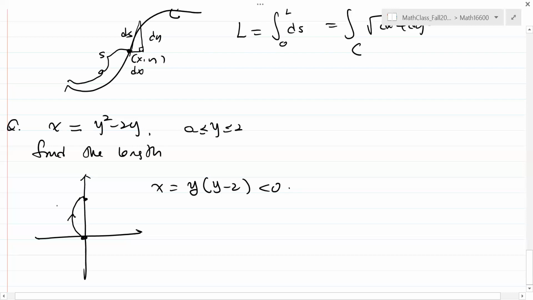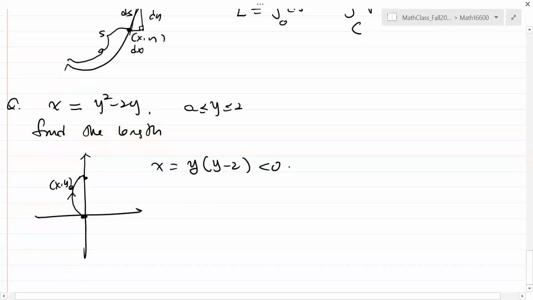So an arbitrary point x and y on the curve, with x and y related by this equation. Here clearly x depends on y, but the dependence of y on x is not trivial. You can solve for y in terms of x, but this is a very complicated formula. So use the arc length formula.